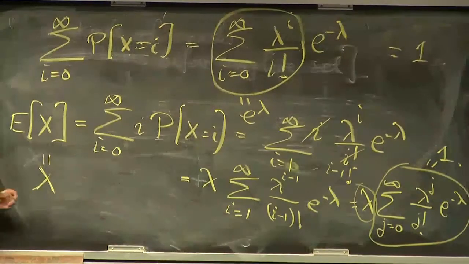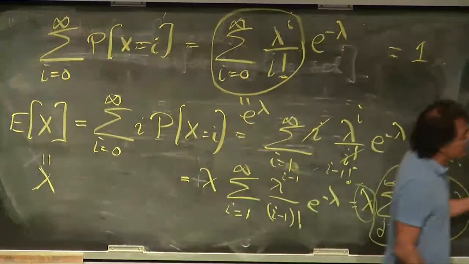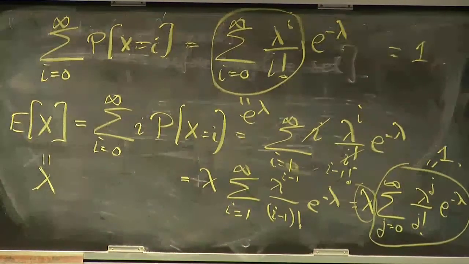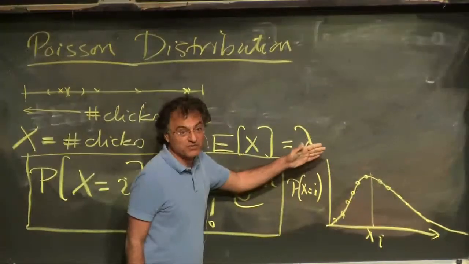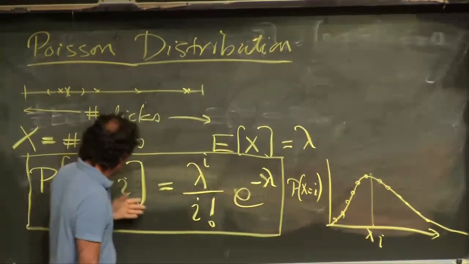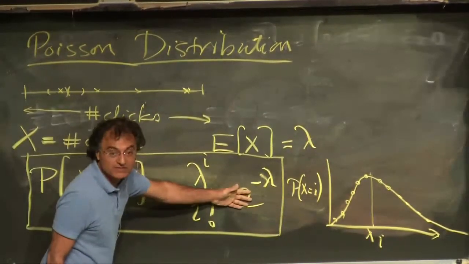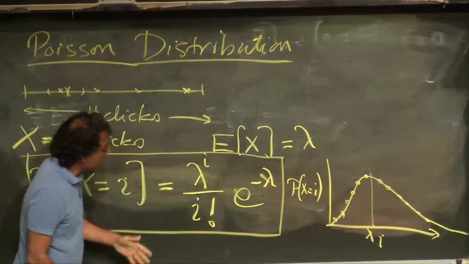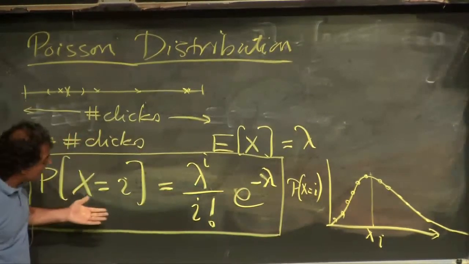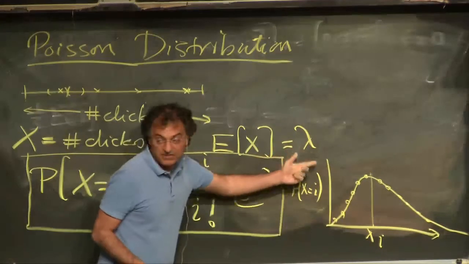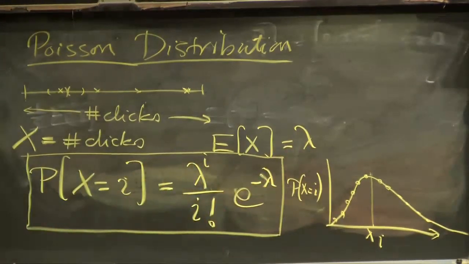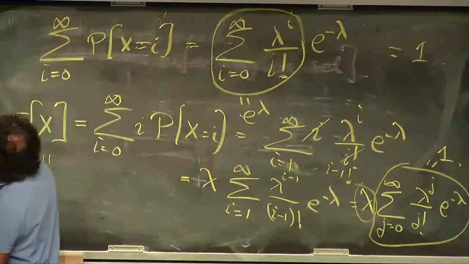And that's what we started with, right? We said if x is a Poisson distribution with expected value lambda, then this is what the distribution function looks like. Of course, that we were asserting, but now we have to go back and check, is the expected value really lambda? And we did, and it is actually really lambda.